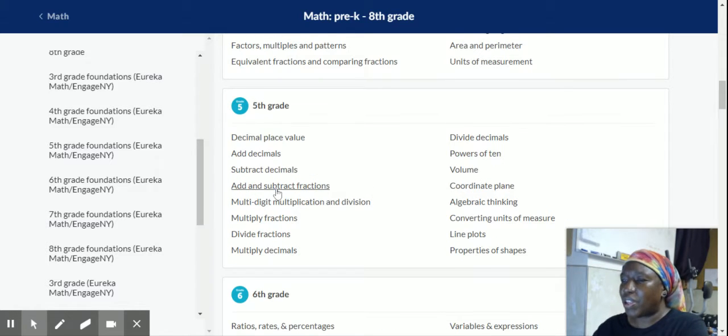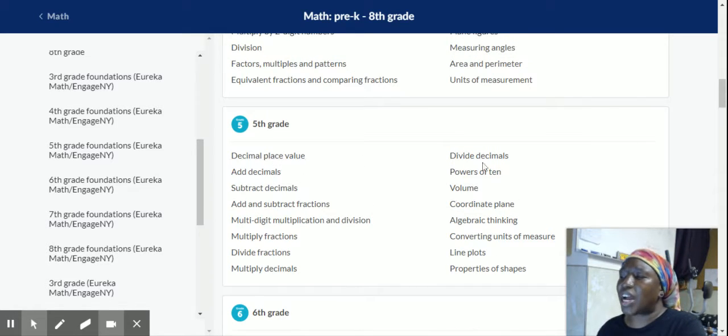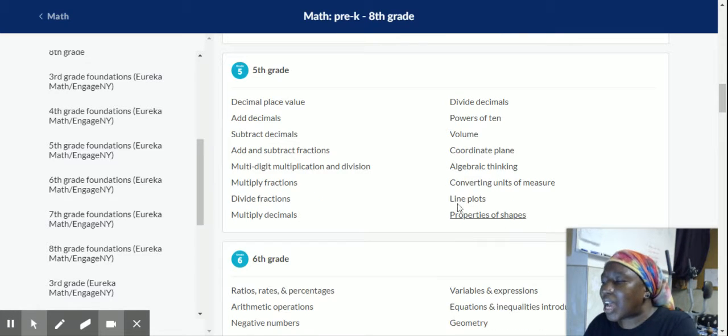Let's go back to the fifth. Decimals and place value, dividing decimals, power of 10, volume, coordinate plane, algebraic thinking, converting units of measure, line plots. Now that sounds nice and hard, correct?